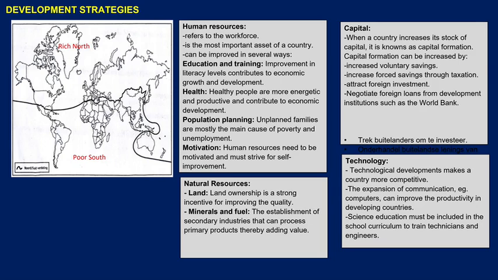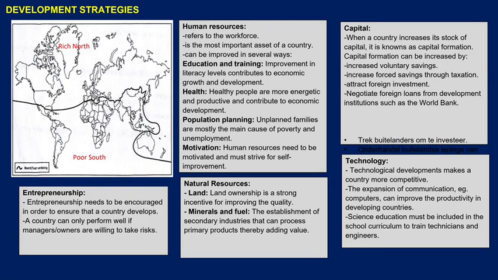Natural resources, known as land. Land ownership is a strong incentive for improving the quality, and minerals and fuel, the establishment of secondary industries that can process primary products, thereby adding value. Another term that we give to this is we say we want added value exports, meaning not just exporting raw materials, but exporting processed goods, right? And then lastly, entrepreneurship needs to be encouraged in order to ensure that a country develops.